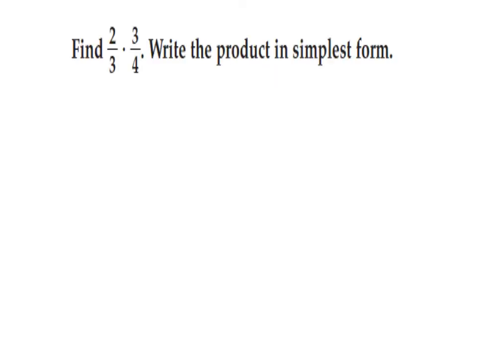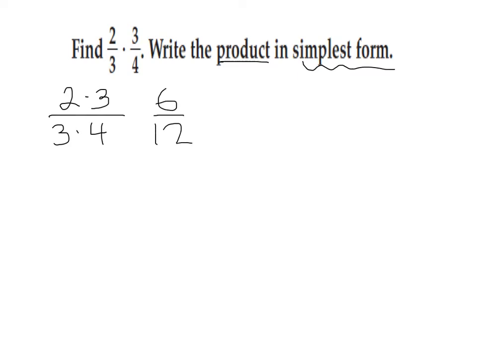Now, at our first problem, we find 2/3 times 3/4, and we're going to multiply them together. After we multiply, or find the product, we want to make sure that the fraction is in simplest form. When multiplying fractions, it's a much easier process than adding or subtracting. All we have to do is multiply the tops, or the numerators, together, and multiply the bottom numbers, or the denominators, together. So, here we go. 2 times 3 is 6, and 3 times 4 is 12.